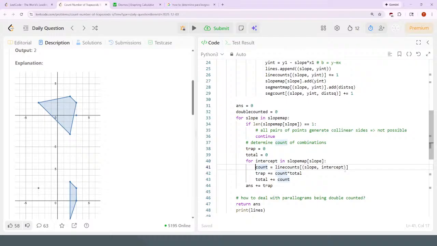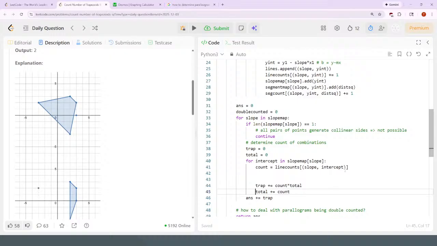Okay, so not using line counts, I can say that... what can I say here?